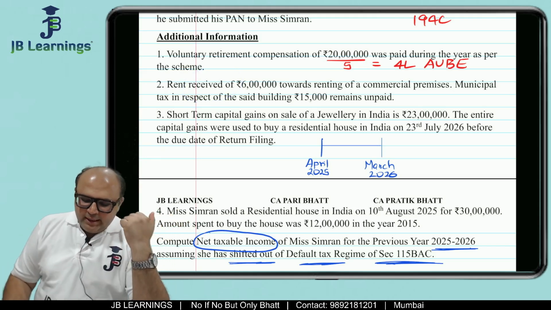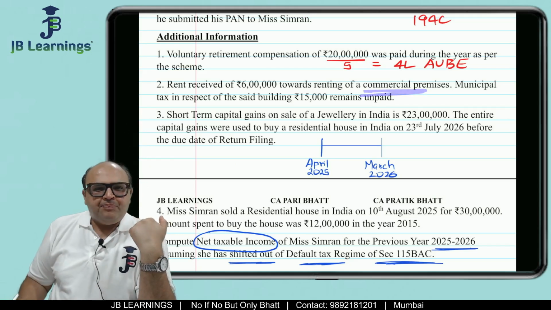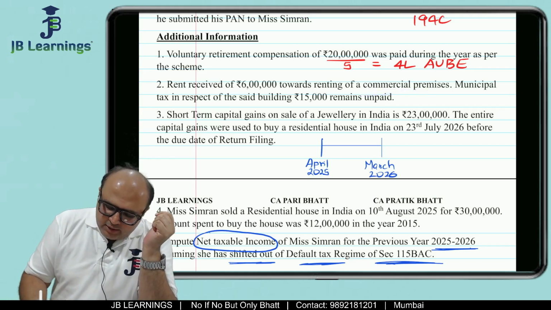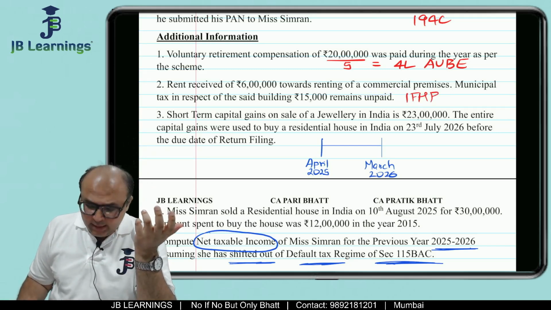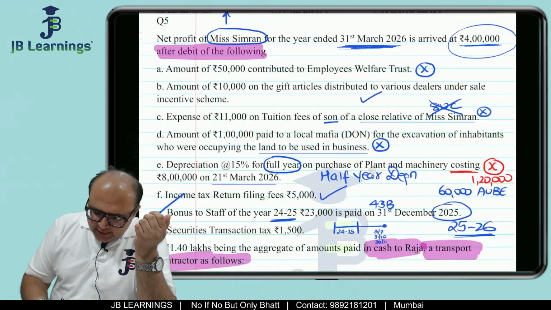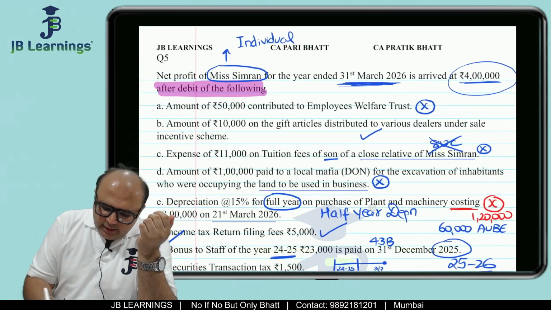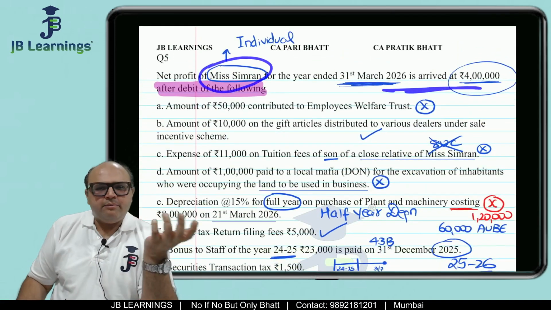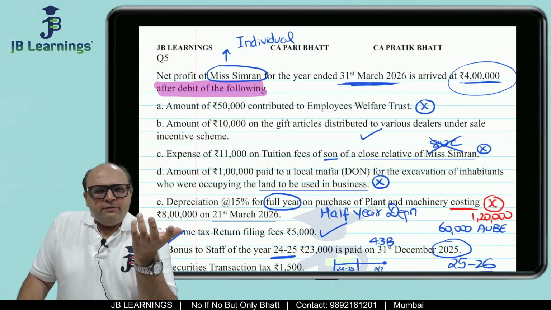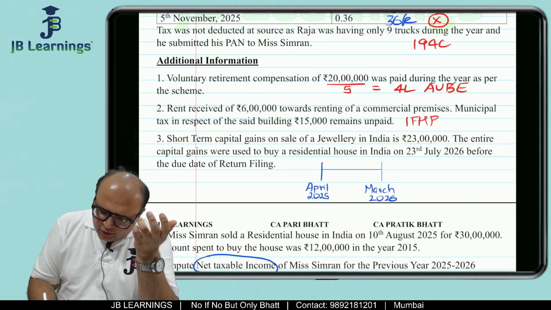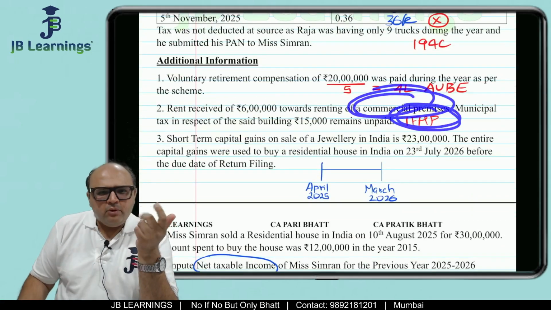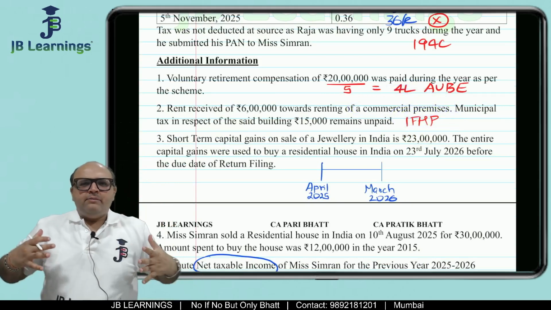6 lakh towards renting of a commercial premises. Now, friends, this will go under income from house property. Commercial premises, house property? Yes. Because friends, nowhere in the question it is given that renting was the business of Simran. Friends, if renting is not the business of Simran, even if it is a commercial property, it will go under IFHP only.